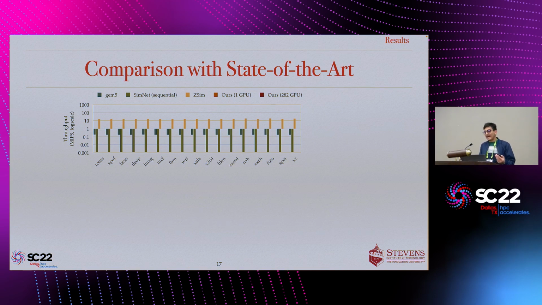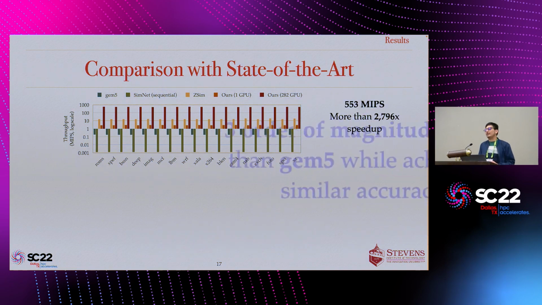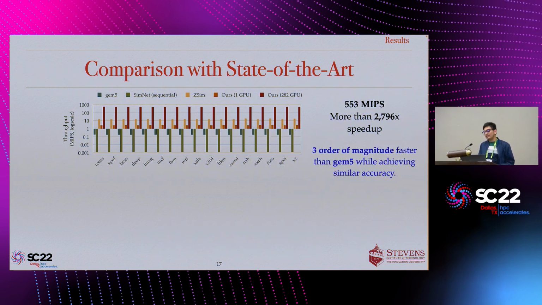So JetSim is one of the parallel simulators, but its parallelism is limited to the number of cores, and we cannot scale this simulator further. And for our single GPU version, as we discussed earlier, the throughput is 3 million instructions per second. Now, for our 282 GPUs version, the throughput is 553 million instructions per second. And that is more than 2,796 times speed up compared with gem5 simulation. And it also accounts for 3 orders of magnitude speed up while achieving similar accuracy as gem5.